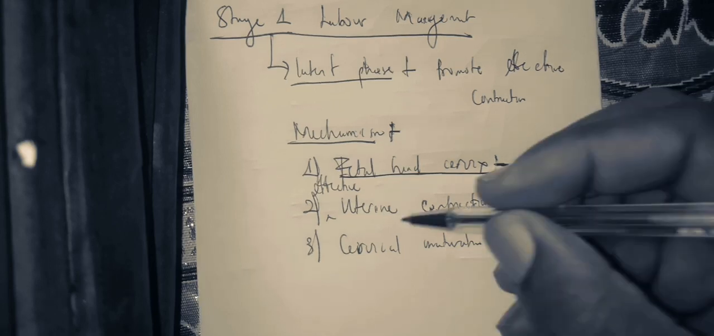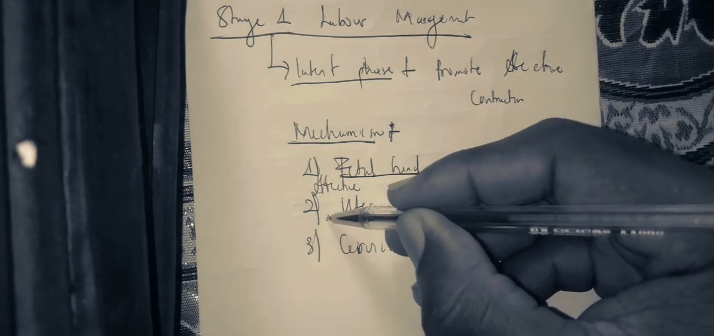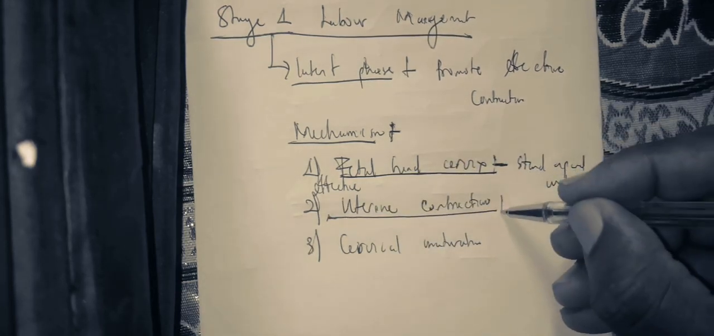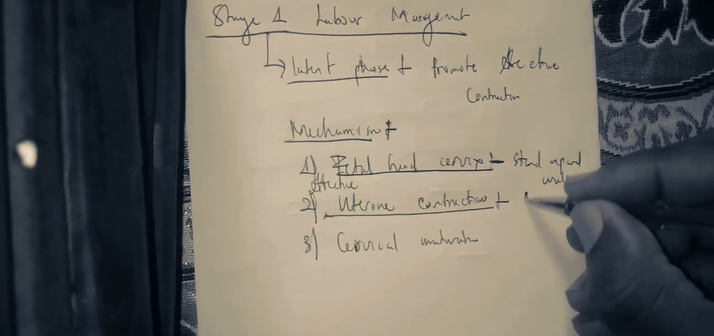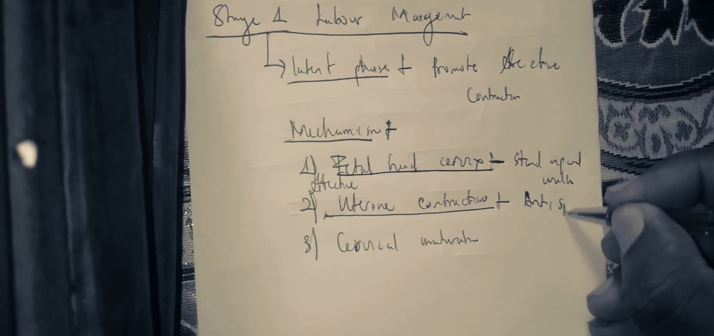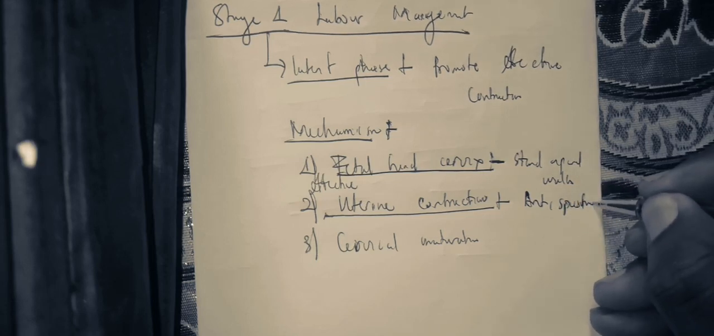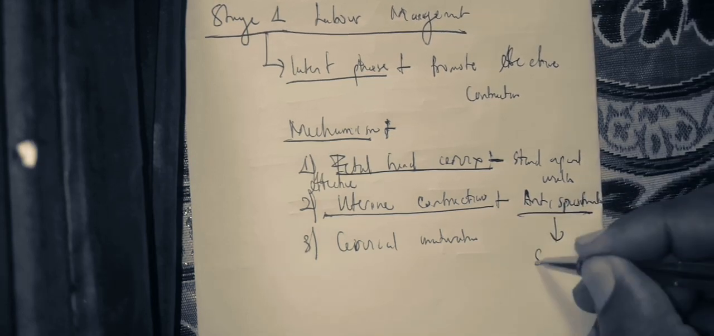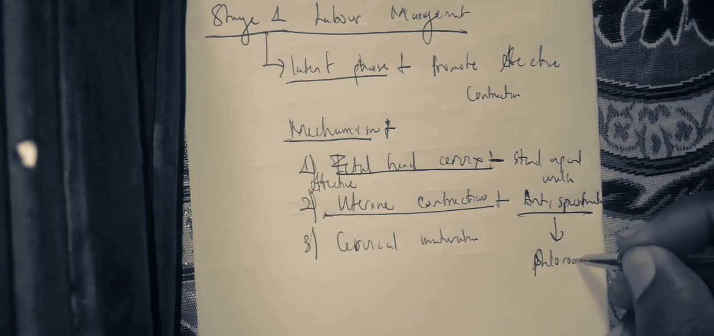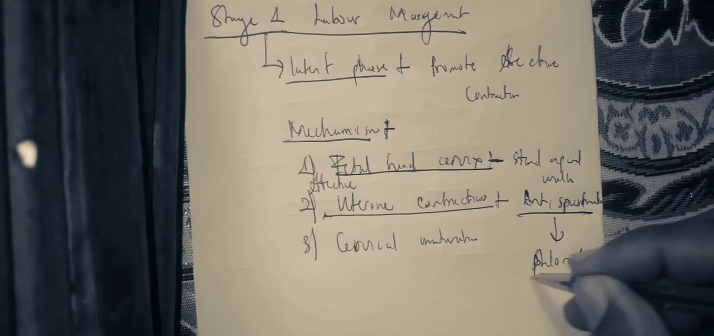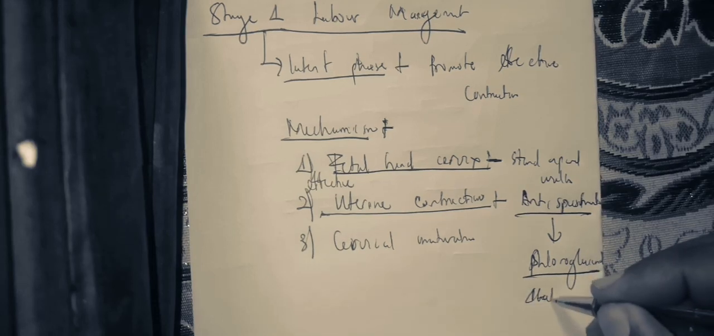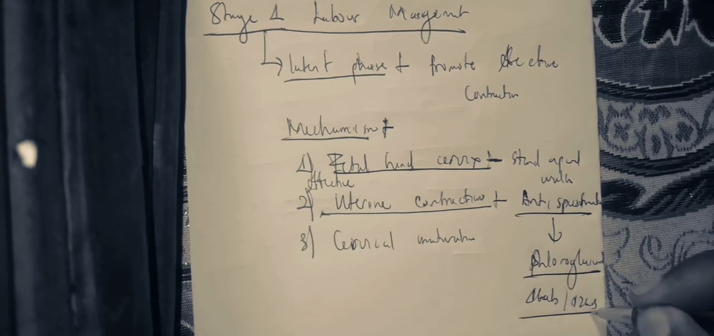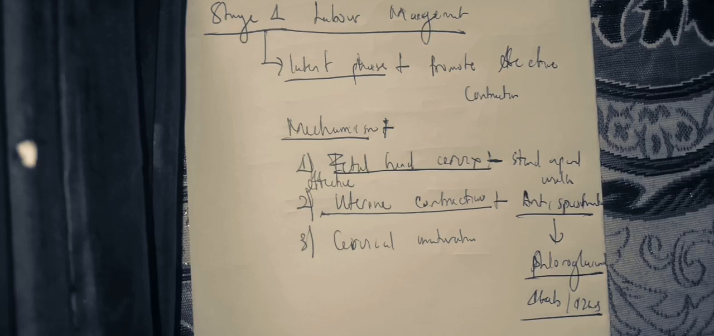The second one is to promote effective uterine contraction. To do this, you use an antispasmodic. An example is phloroglucinol, one tablet every 12 hours. What is the role of this antispasmodic? It is important because of what?